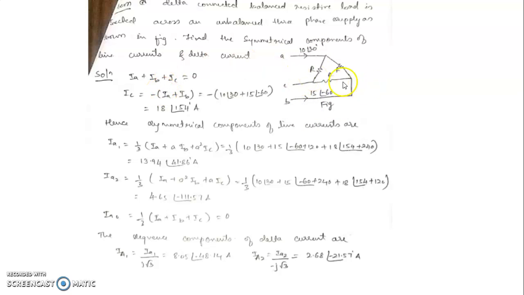So let us use the formula in the delta system. IA plus IB plus IC is equal to 0. So IC is given by minus of IA plus IB. Substitute the values, you will get IC as 18 with an angle 154. Using IA, IB, IC, we will calculate the symmetrical components of line currents: IA1, IA2, IA0. IA1 is equal to 1 by 3 times IA plus a IB plus a square IC. Substitute the values, you will get this value. Similarly, IA2 and IA0.